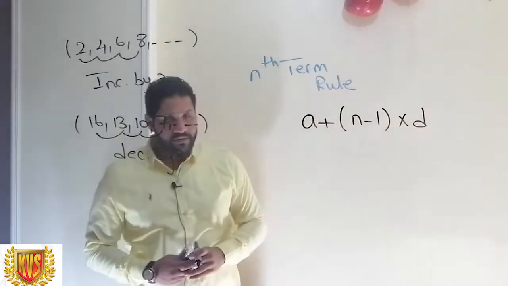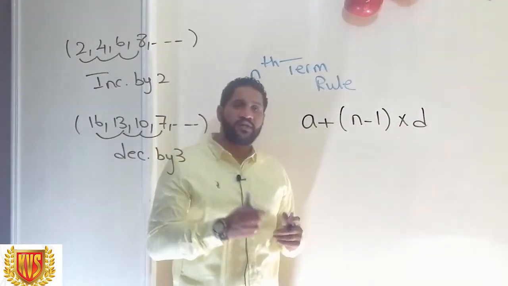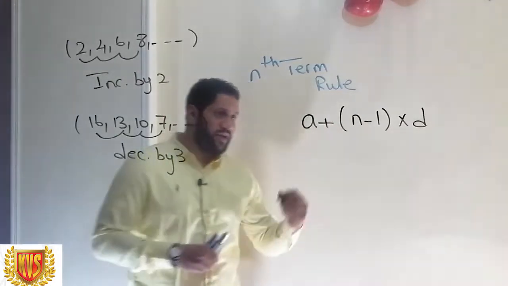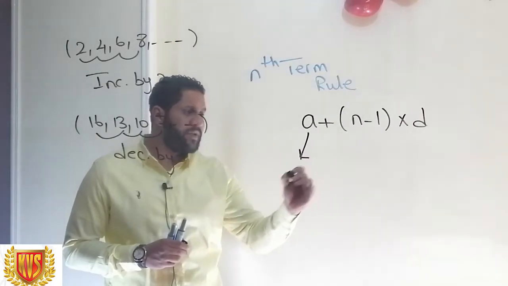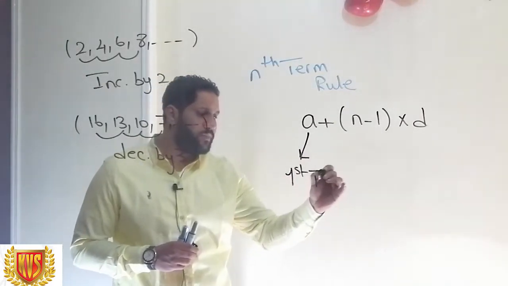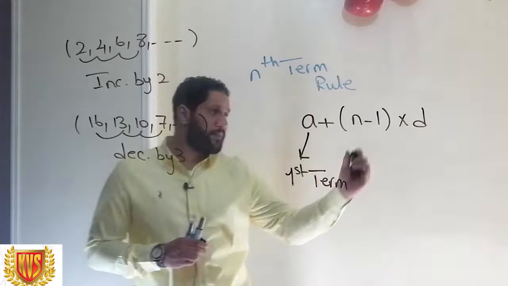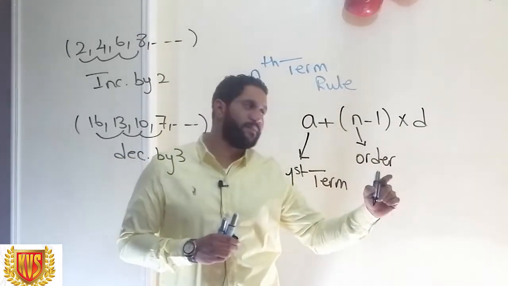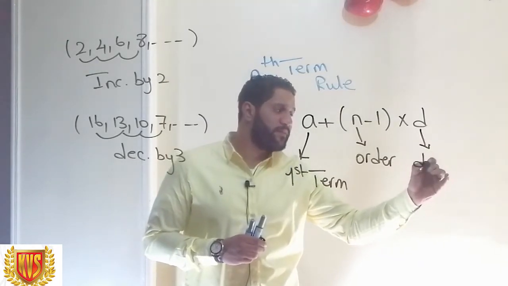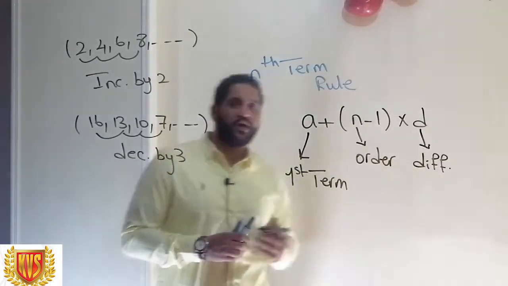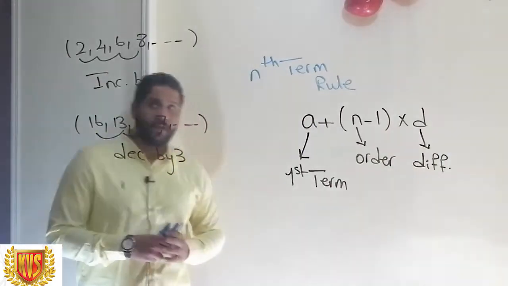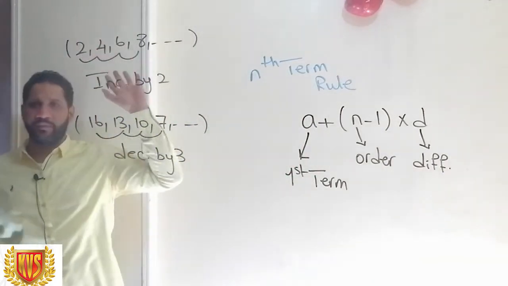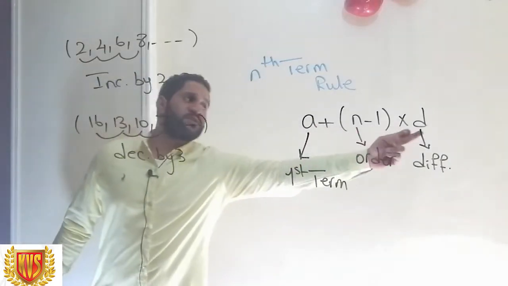I told you at the first that to be good in the sequence, you must understand the rule by heart. You can see that a means the first term in the sequence. N means the order, and I will let you know what's the meaning of order. And d means the difference or the common difference of the sequence. Let's know what's the meaning of the first term. The first term is 2. Okay? Let's discuss what the difference is.